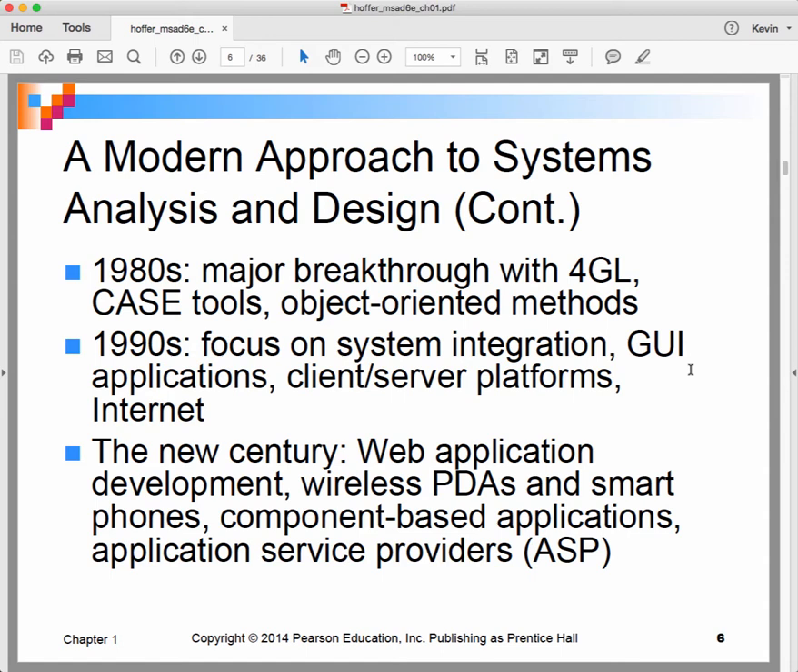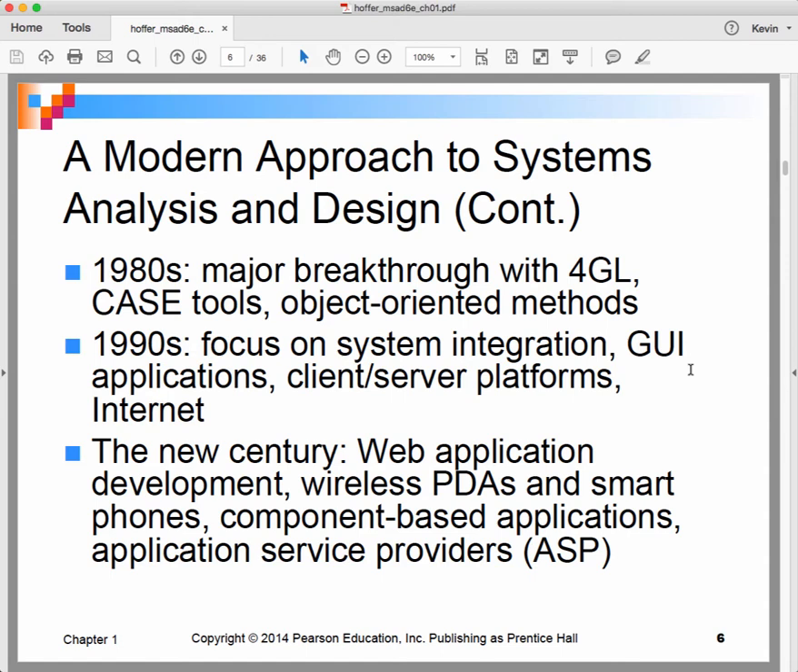Then we move on to the 90s, a focus on systems integration, graphical user interface applications, client-server platforms, and the internet. So the 90s were when kind of the current wave of technology that we're still surfing on now got introduced. And the focus on system integration meant that we finally realized that perhaps we were not going to build everything from scratch, that some things we were going to buy, some things we were going to design and build ourselves, and that our job was to figure out the right mix of that and to integrate those together.